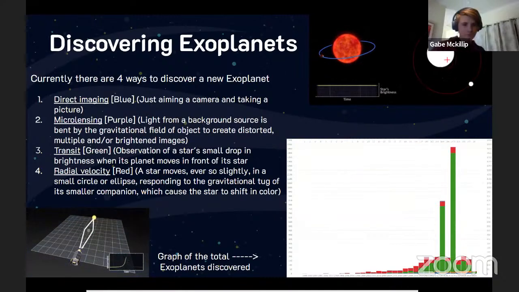And then the last kind is radial velocity, which is when there's a star and a planet, and as the planet orbits the star, it tugs on the star a little bit, and when the star moves toward and away from us, it'll slightly shift in color. All right, next slide.